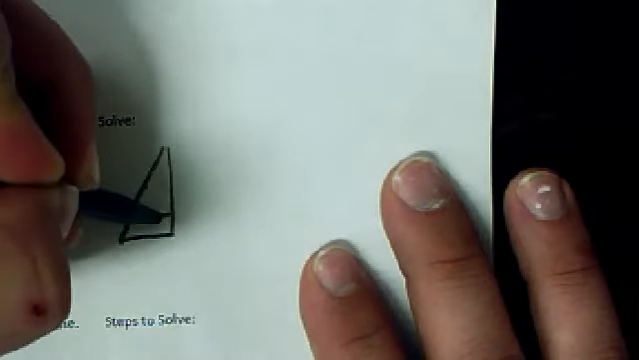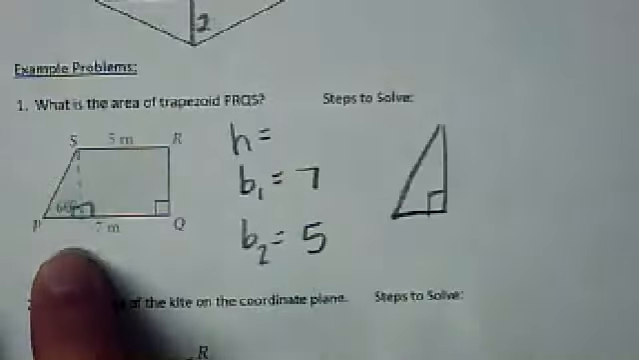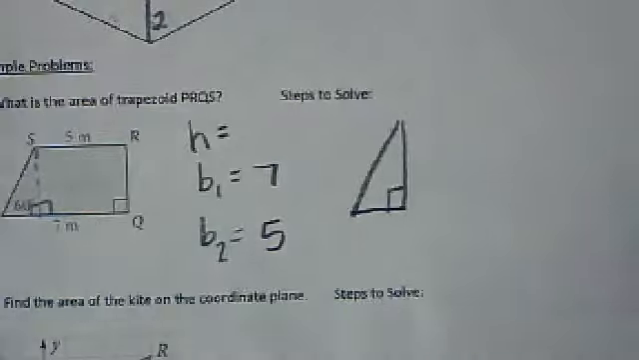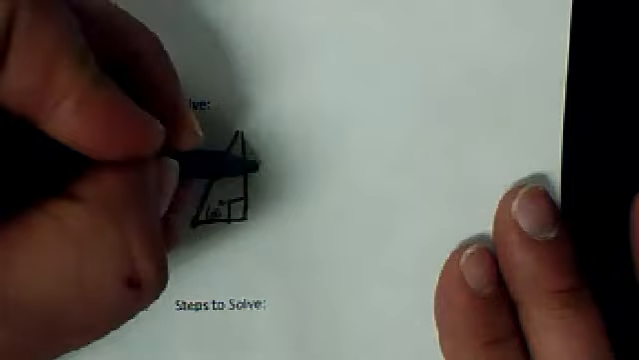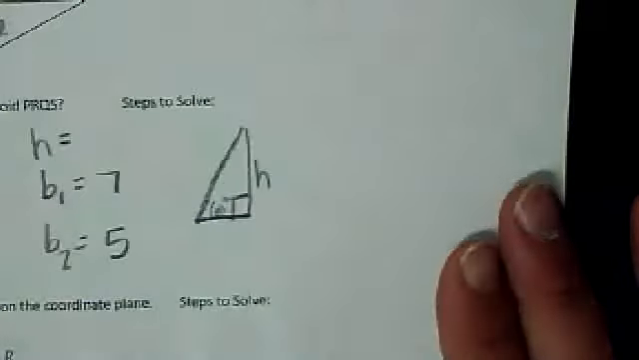Remember, it's a right triangle because when the height intersected with the base, it was perpendicular. And I know that I have a 60-degree angle here. I'm trying to find my height. Now, if I'm going to use trig, or if I'm going to use special right triangles, I need to have at least one side length given.